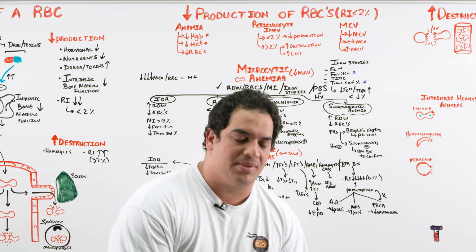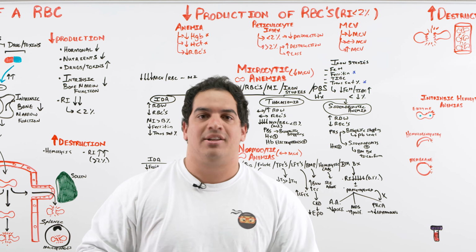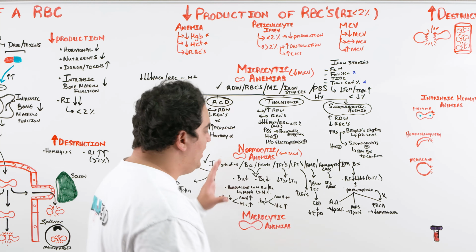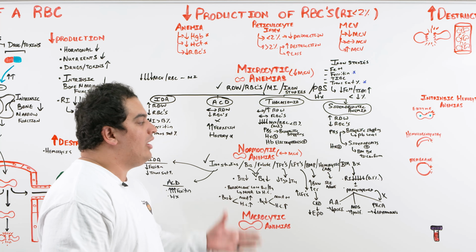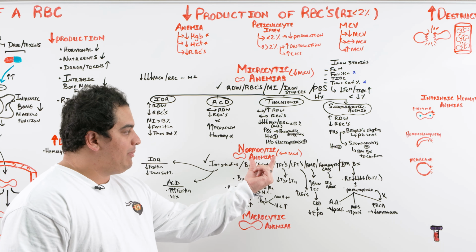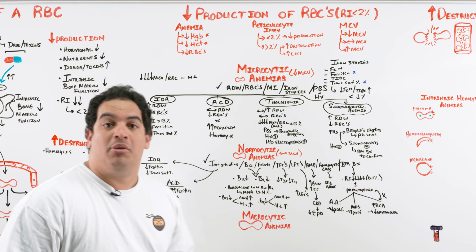I promise, I know it seems like a lot, but we're going to do some practice problems to make sense of it. But these are the things that I want you guys to be thinking about when you're having a patient who comes up with a normocytic anemia. Let's hit it home with macrocytic.